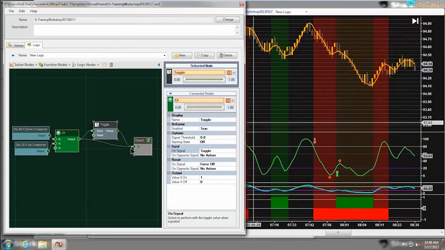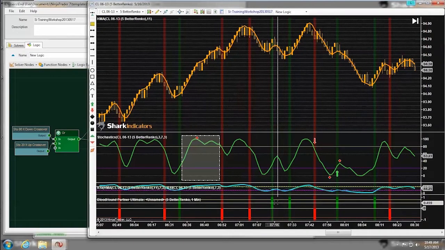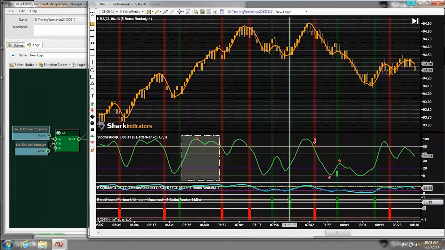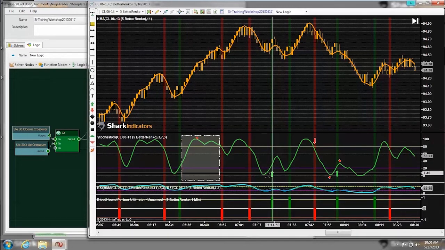let me just show the result. On the long side, if we're looking at the long side only, when it got to here, the long signal came in, it toggled on. Another long signal came in and it toggled off. Let me mark this here.